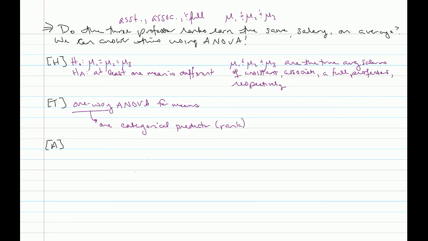The third step in any hypothesis testing scenario is to state our assumptions, and these are the same exact assumptions that we have for an independent samples t-test when we assume equal variances. So we need a quantitative response. In this case, we're talking about salary, and salary is certainly quantitative.